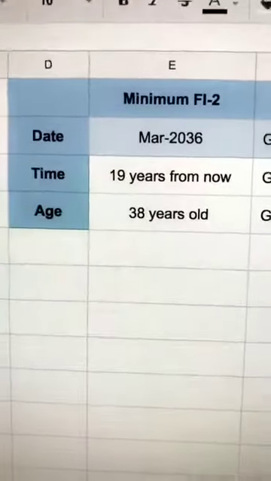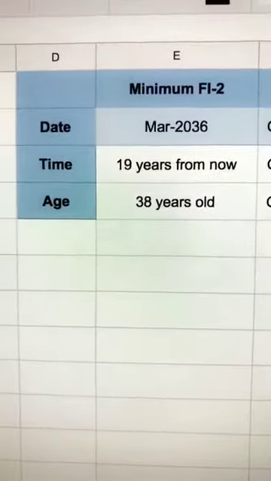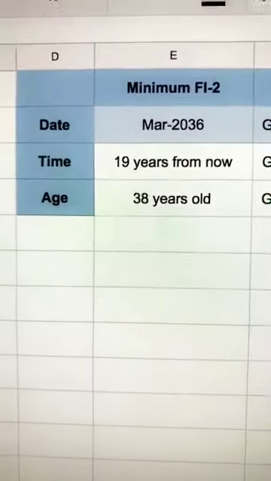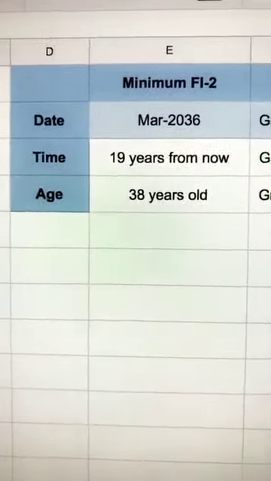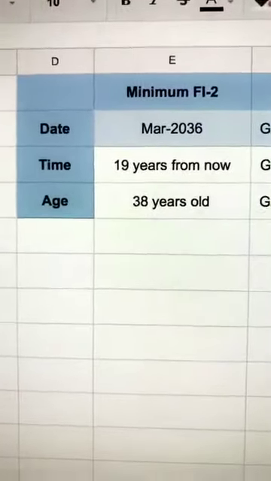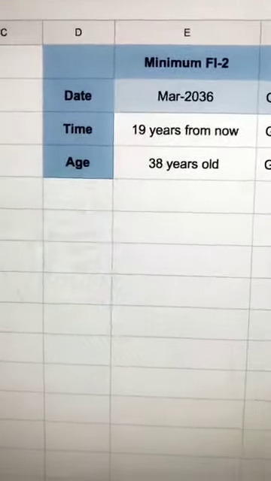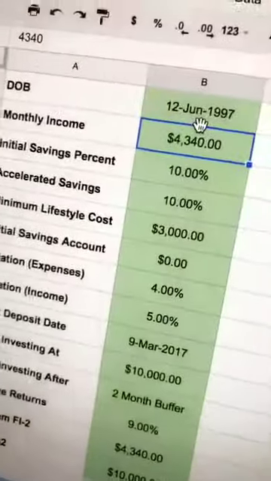This is what the results spit out. You will reach income replacement, which I refer to as minimum financial independence stage 2, in March 2036, 19 years from now. You'll be 38 years old. That means in 19 years from now, when you're 38 years old, you'll make exactly the same amount of income you make now, but adjusted for inflation, it'll be a little bit more through passive investing. It means save 10% of your income and you don't work when you're in your 40s.